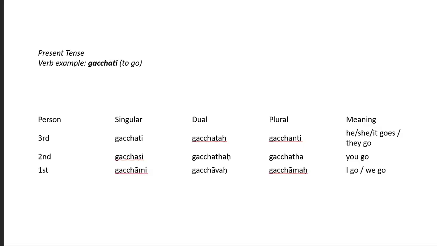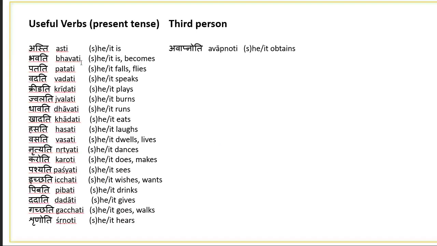Now, I have to share the screen. If you see now the verb list that you also have, and of course you will get a new version of the slide with all this updated information. If you look at the verb list, bhavati, patati, vadati, kridati, jvalati, all these verbs are done exactly in the same way. Sometimes shrinoti is a bit different, but the endings are still the same. Shrinomi, for instance. Dadami, I give. So gacchami means I go. Dadami, I give. Pibami, I drink. Ichchami, I want. Pashyami, I see.